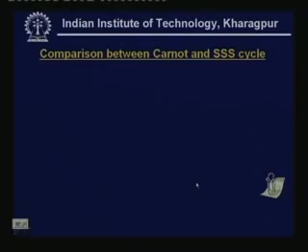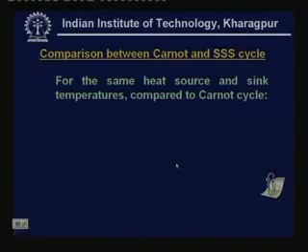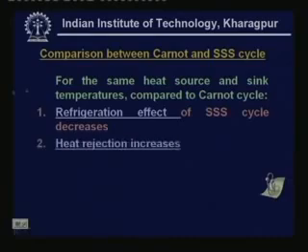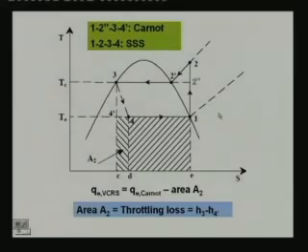Now how does this cycle compare with the Carnot cycle? What are the differences? For the same heat source and sink temperature, that means for the same evaporator and condenser temperatures, compared to Carnot cycle, we find that the refrigeration effect of the standard cycle decreases. So how do you show that? This can be shown with the help of the TS diagram.